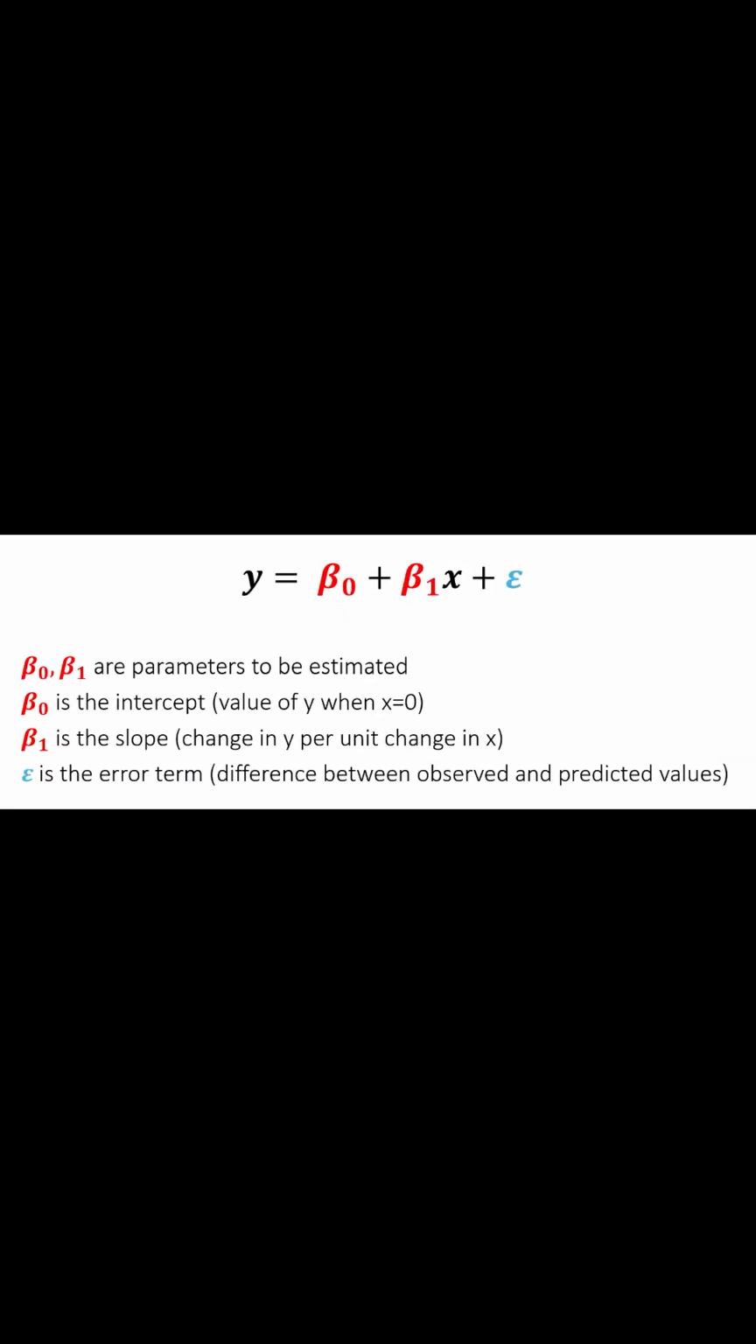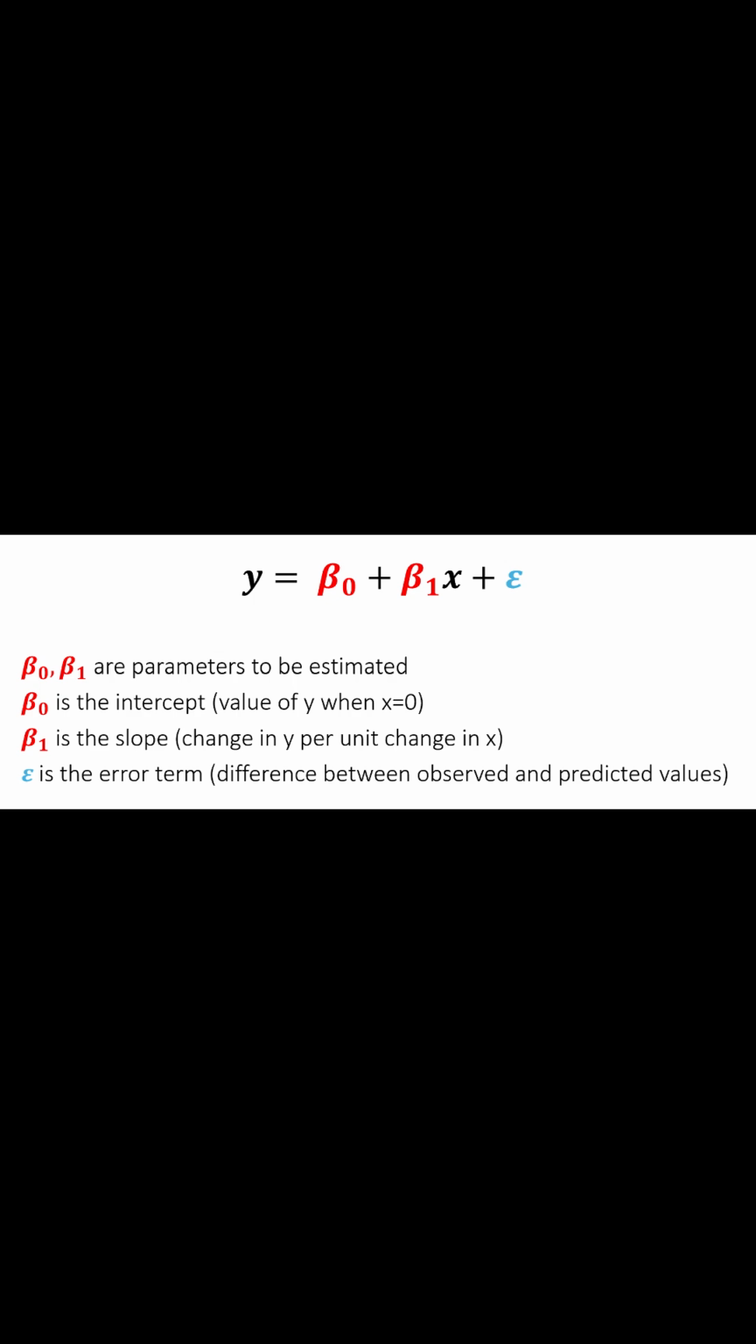Here, we have a linear regression model expressed in mathematical form, where y and x are the dependent and independent variables. Beta 0 and beta 1 are the parameters to be estimated, with beta 0 being the intercept, or the value for our dependent variable when the independent variable takes the value 0, and beta 1 is the slope, or the change in our dependent variable per unit change in x.